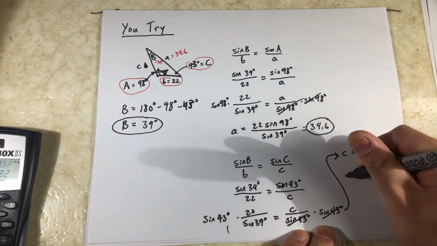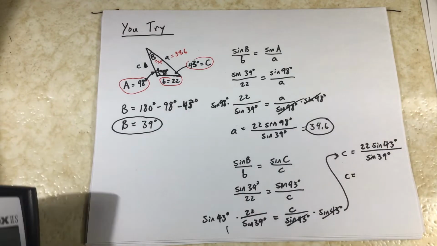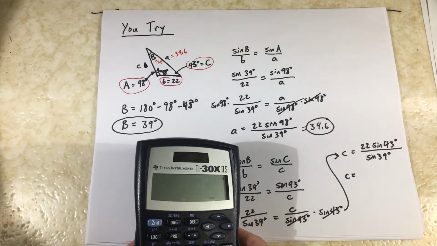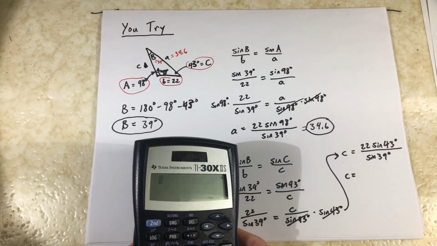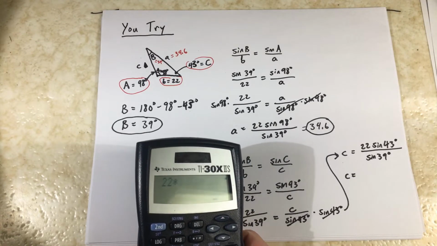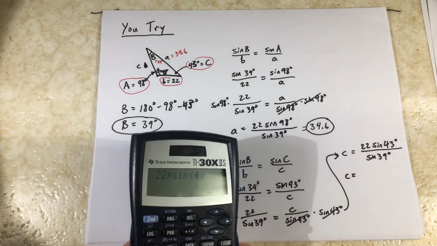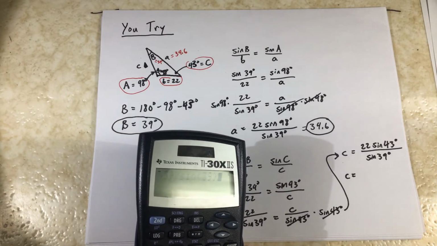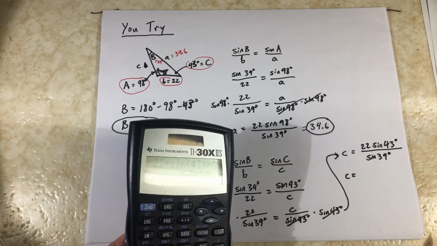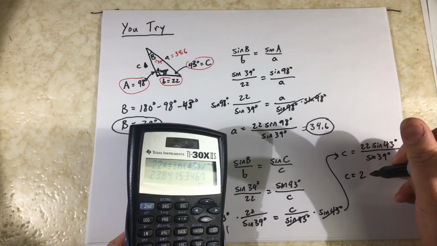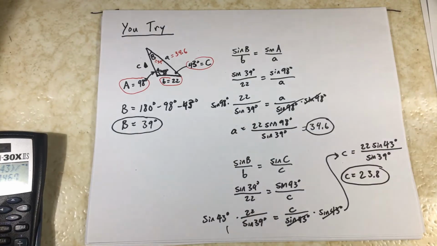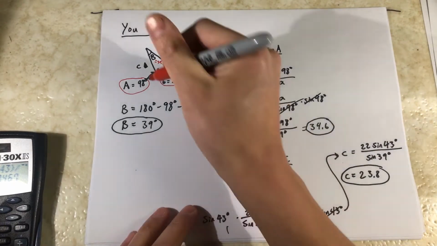Basically, my rule of thumb is if I can't do it in my head, I'm going to assume that you can't do it in your head either. Maybe that's arrogant or whatever, but that's my rule of thumb. All right, so when I do this, I get 23.8. So there we go. Our side is 23.8.